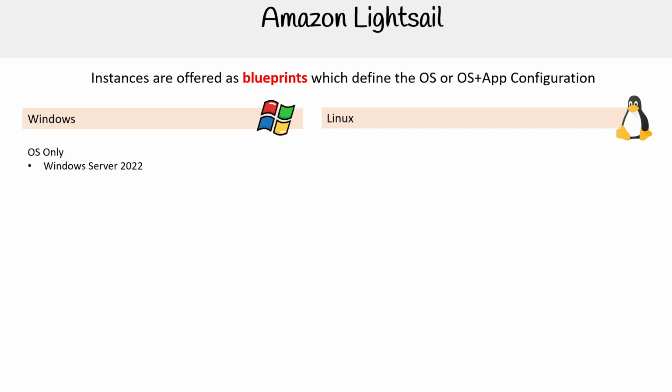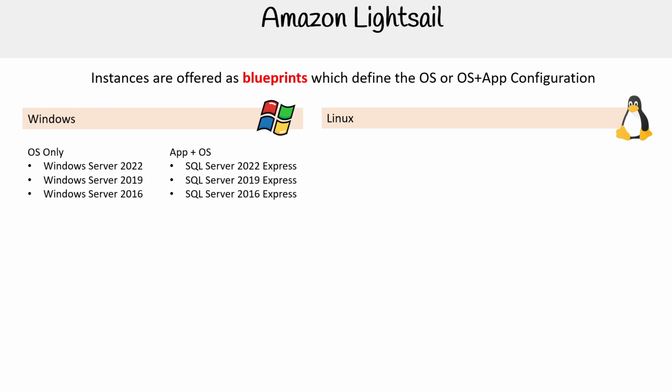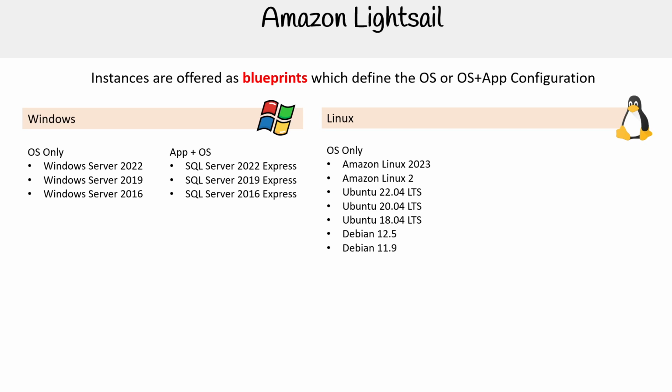So we have Windows Server 2022, 2019, 2016. For apps, we have SQL Server 2022 Express, 2019, and 2016. On the Linux side, we have a lot of OS distributions: Amazon Linux 2023, Amazon Linux 2, Ubuntu 22, 20, 18, Debian 12, Debian 11, Debian 10, FreeBSD 13, openSUSE 15, or SUSE, however you want to pronounce it, Alma Linux version 9, CentOS Stream 9.